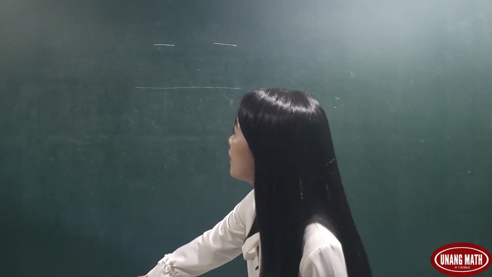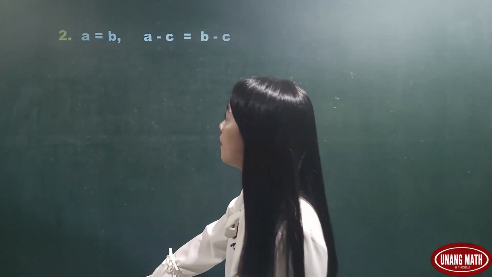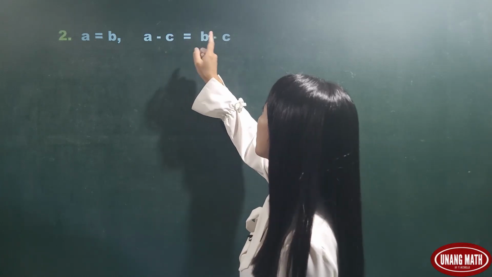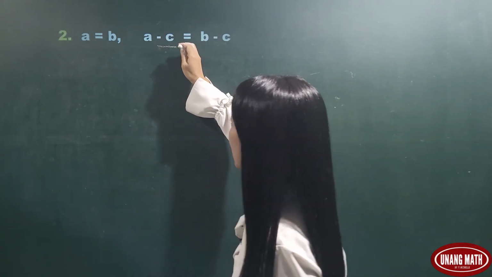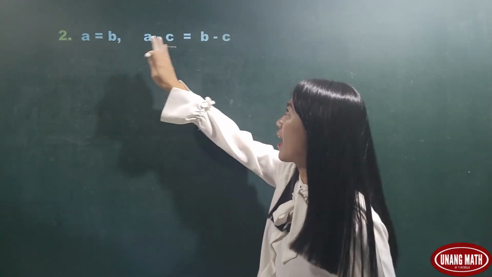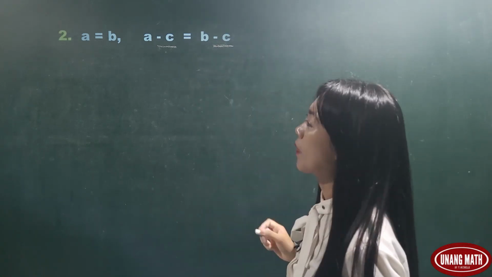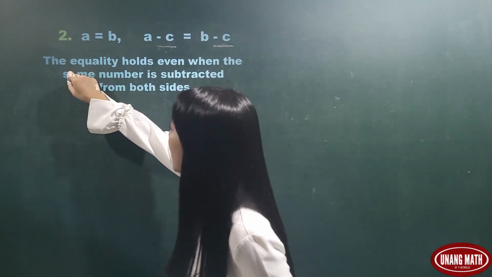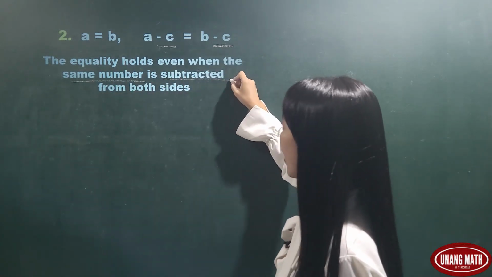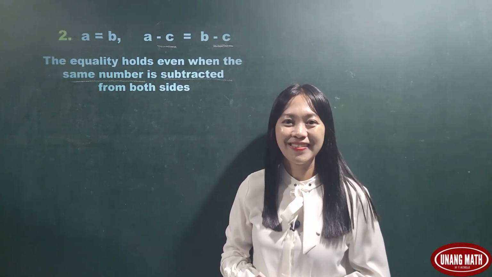Okay, let's move on to the second property of equality. If A is equal to B, A minus C is equal to B minus C. So if I subtract C on the left side of the equation, I should subtract C on the right side of the equation. So the equality holds even when the same number is subtracted from both sides of the equation.